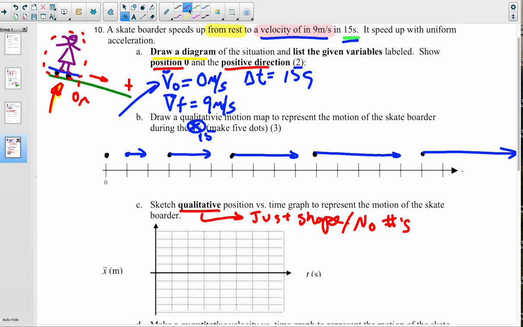If we were to build an acceleration versus time graph, this is an increasing positive velocity, which is a positive acceleration. Because the acceleration vectors are all going to be the same length, I can go ahead and make all of my acceleration vectors the exact same size because it's a constant or uniform acceleration.